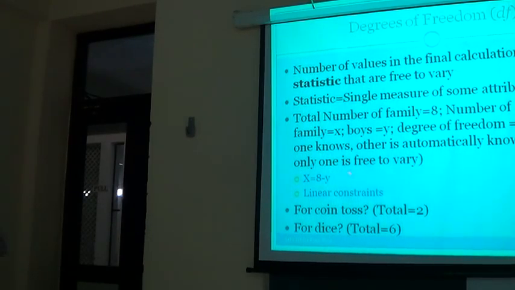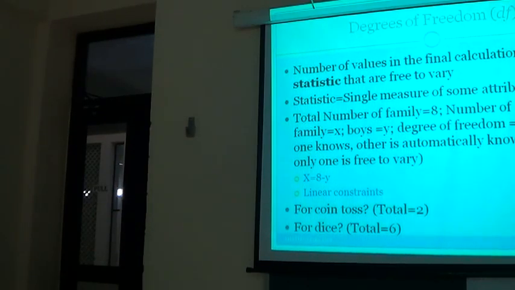So this way, x equals 8 minus y. Y equals mx plus c, that kind of equation is a linear equation. So these kinds of constraints are what you call linear constraints. Basically you are measuring two measurements here, 1 and 2. 2 minus 1 is the degree of freedom most of the time. So, number of measurements minus 1.